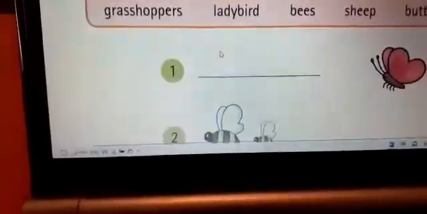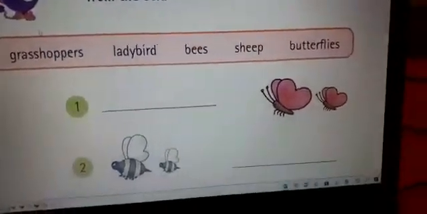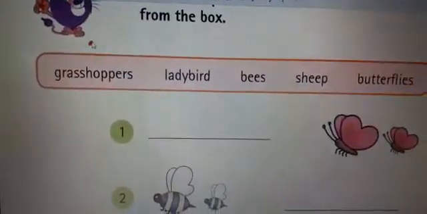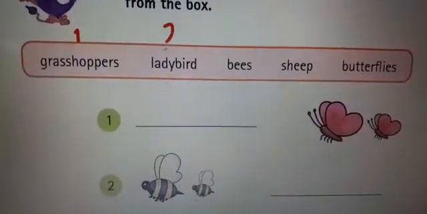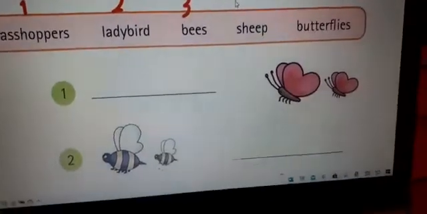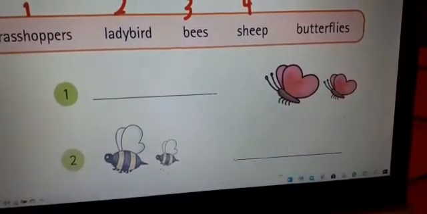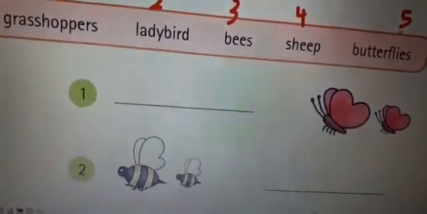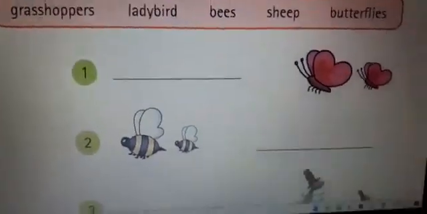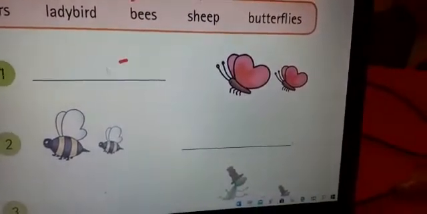Now, let's look at these. What are these? Let's number them. Grasshoppers, number one. Ladybird, number two. Bees, number three. Sheep, number four. And butterflies, number five. Let's label them. What is this one? This picture is for butterflies. So we write 5.